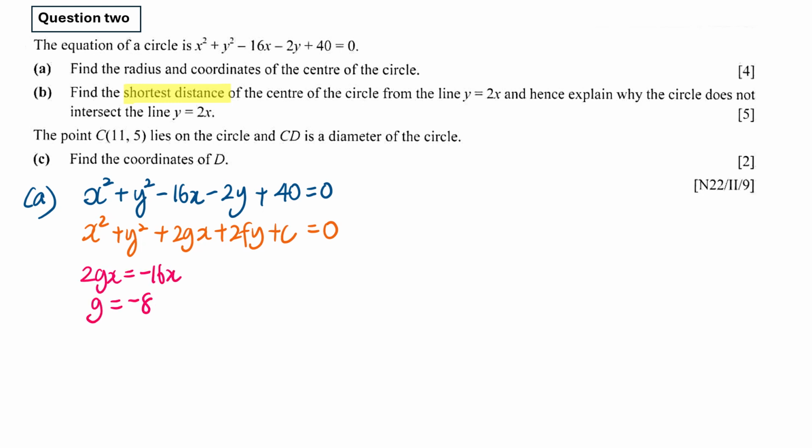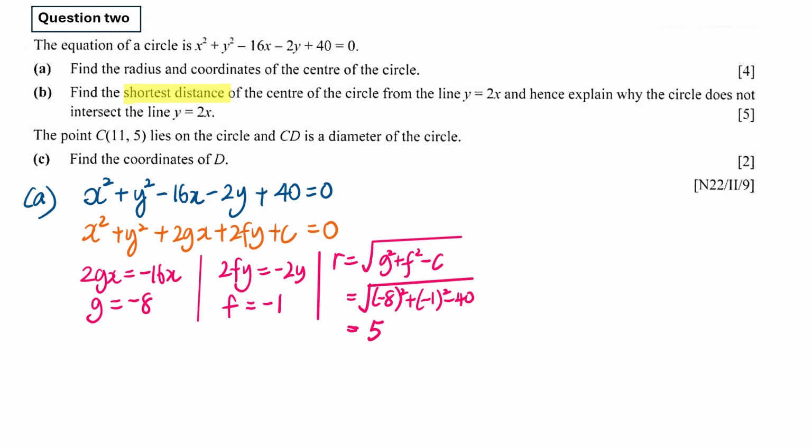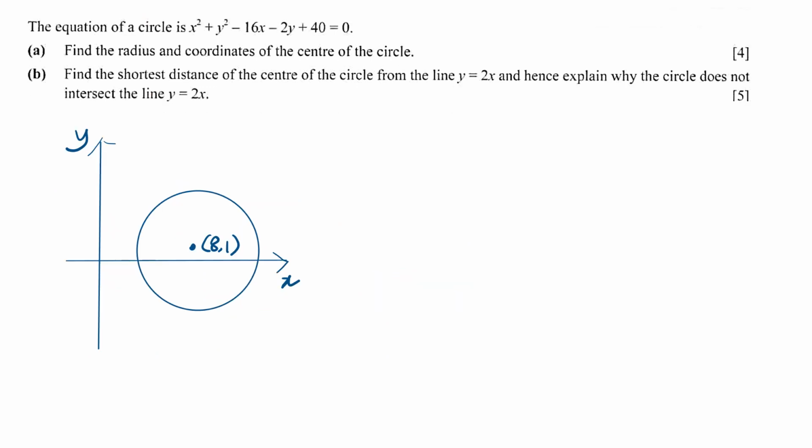2gx equals negative 16x. We can find g to be negative 8. 2fy equals negative 2y. We can find f to be negative 1. And we can find the radius using the formula as shown on the screen. So therefore, the coordinates of the center of the circle will be 8, 1. And the radius will be 5 units. So this is how we do part A. Let's look at part B.